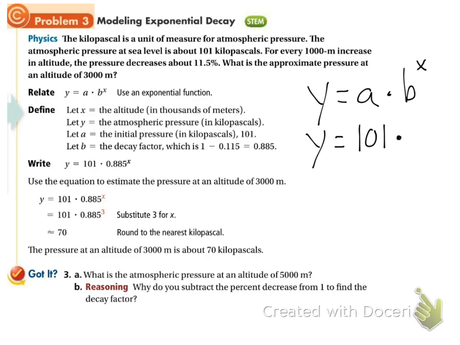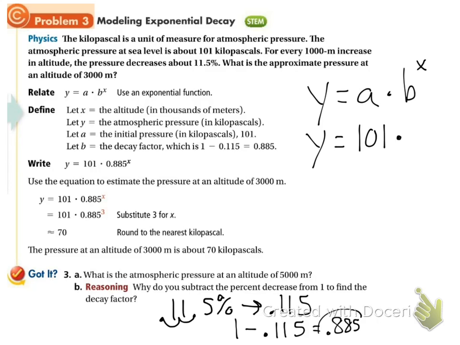Now we need to figure out what our B is. This is exponential decay, so we need to take our percent. So our percent is 11.5%. First thing we need to do is write that as a decimal. So I'm going to move this once, twice, so I get 0.115. And that's not the thing I plug in. Remember, exponential decay, we need to do 1 minus that. So I'm going to do 1 minus 0.115, and we get 0.885. This is what goes in for B.